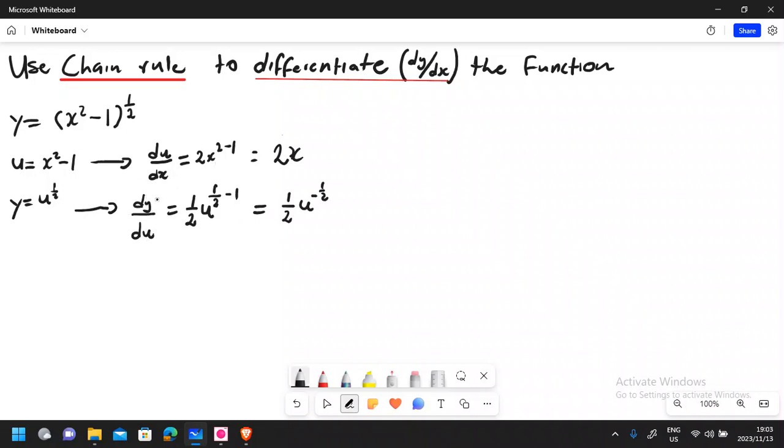Guys, you need to know how to do this differentiation. I made videos on these things, guys. Go to the playlist, you will see all types of derivatives. By the way, these are the standard derivatives.